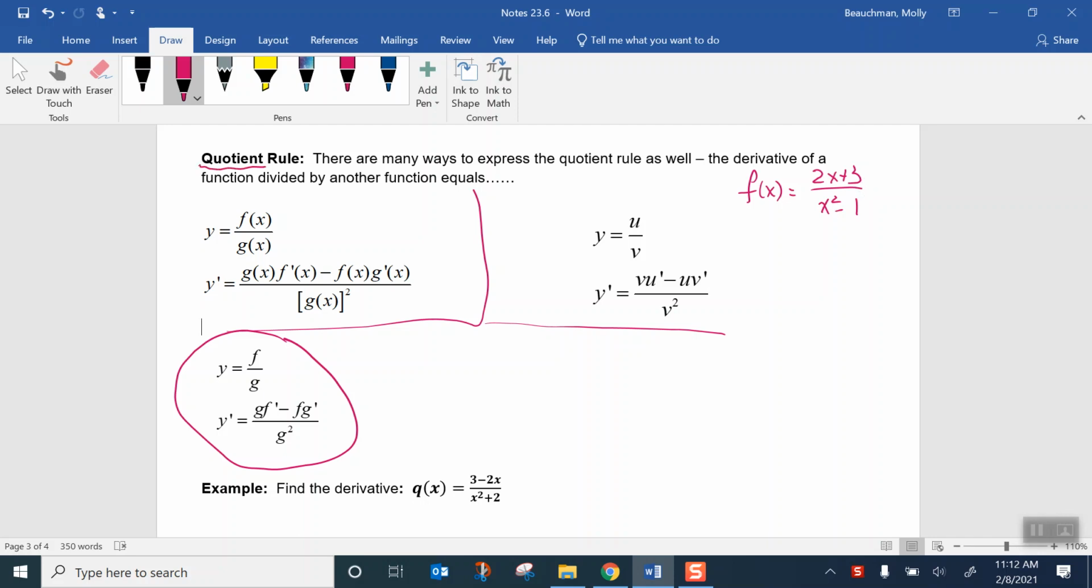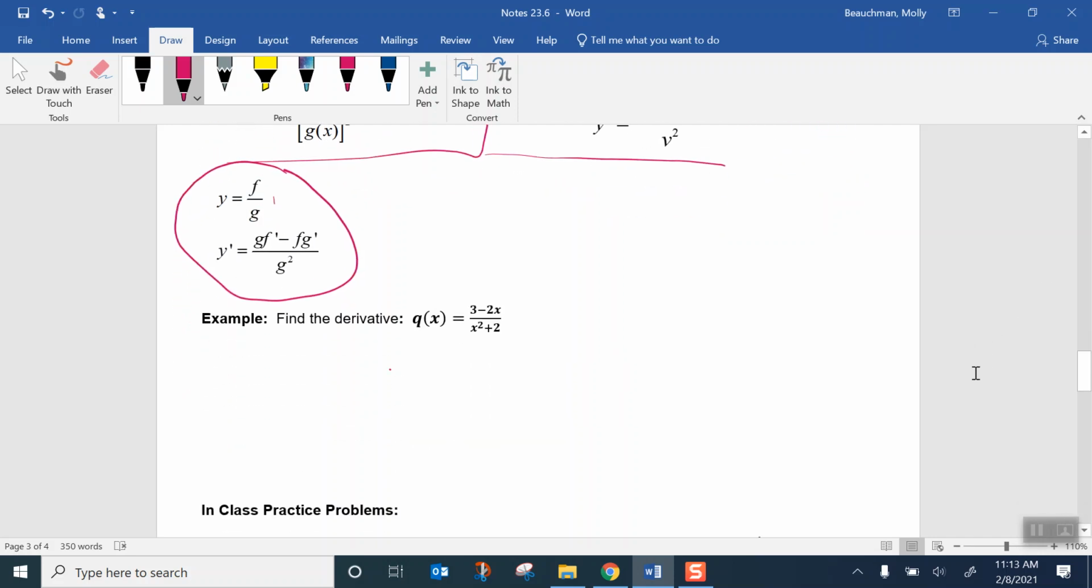So we need a rule, the quotient rule, to be able to find the derivatives of any functions that are expressed as a quotient. There are several ways that you can express it using notation. The one that we're going to use is y is equal to f divided by g. If your function is in this form, then the derivative is g, the denominator, times f prime, the derivative of the numerator, minus the numerator times the derivative of the denominator, over the denominator squared. Notice our formula involves identifying the numerator, the denominator, and then the derivatives of each.